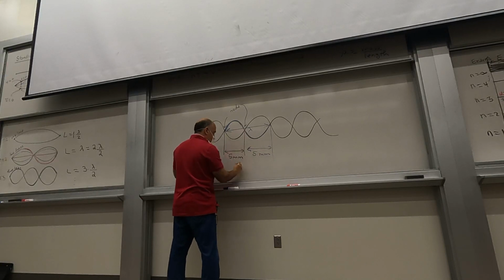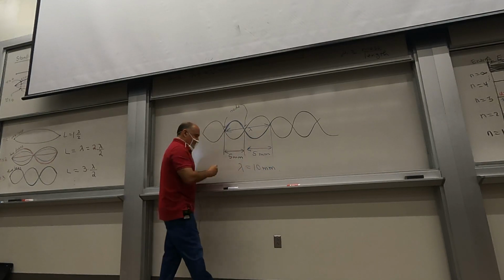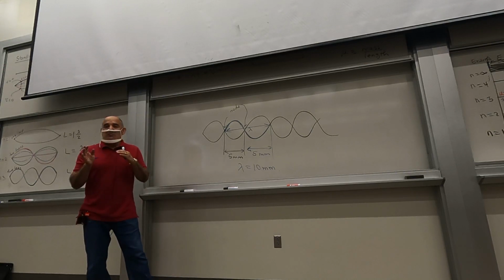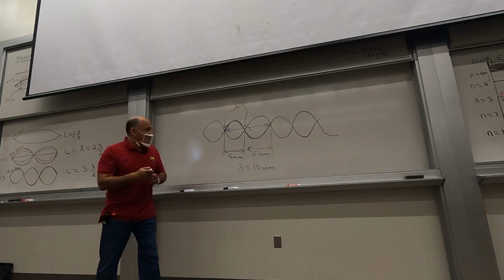So the wavelength will be 10 millimeters. You may also be given the distance between two. Did I make a mistake? Another mistake? Was that not 3 nodes?